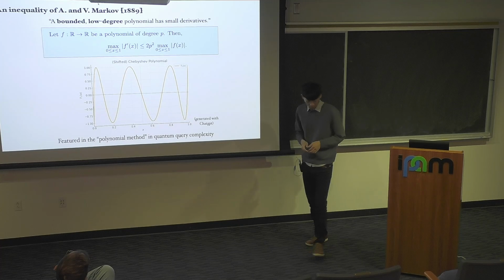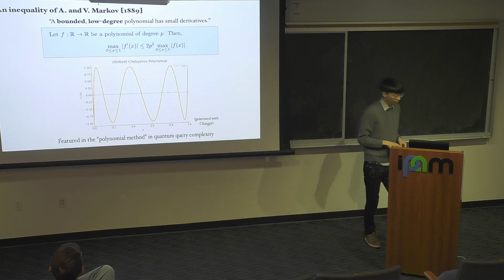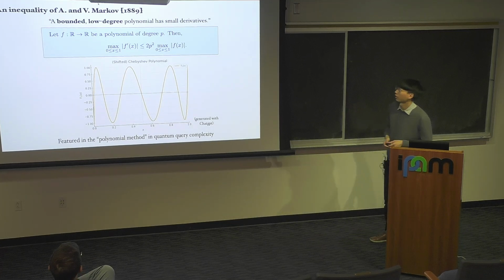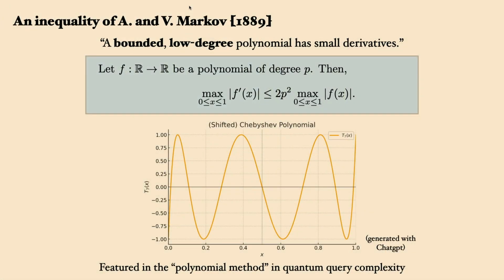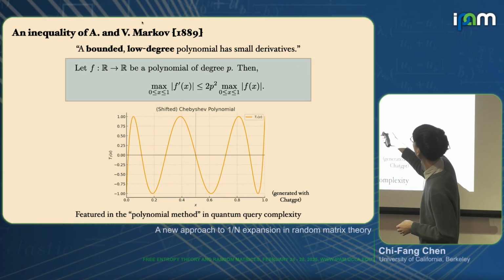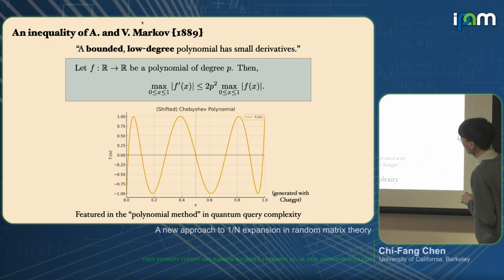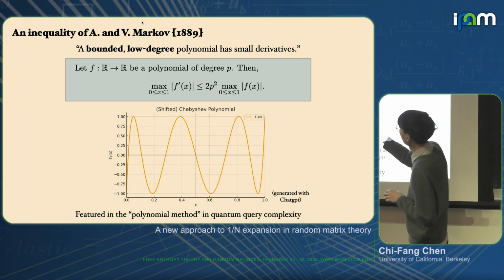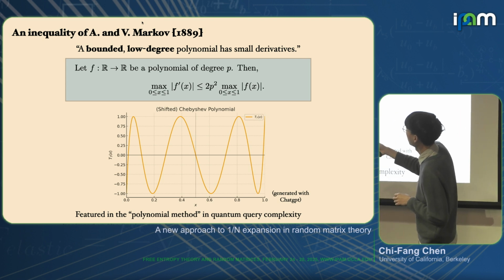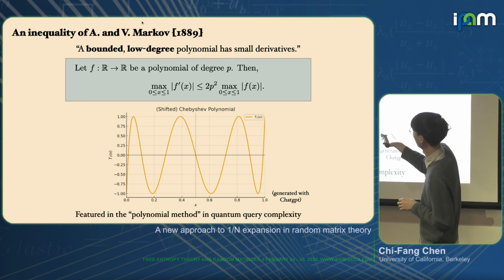Okay, so there's a very magical thing that we will use, a basic inequality about polynomials. It's a very old result. It says that if you have a polynomial that is low degree and bounded, it can't oscillate too badly. So it has small derivative. Suppose the degree is p. Then if you pick an interval, its derivative must be bounded by 2p squared times its maximum.